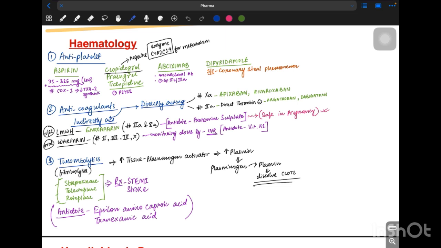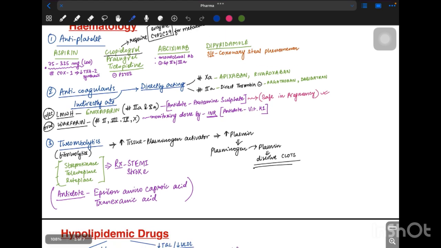Low molecular weight heparin is safe in pregnancy. Coming to the oral drug warfarin. Warfarin blocks factors 2, 7, 9 and 10. It blocks all these factors, and when we give warfarin to a patient, we have to monitor it using INR. By INR, we have to maintain warfarin levels. And the antidote for warfarin toxicity is vitamin K1.